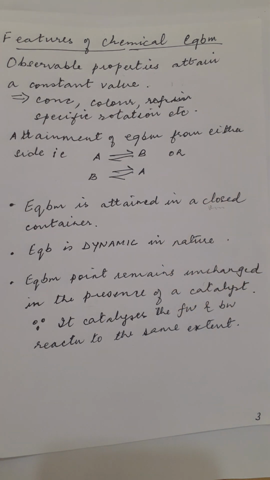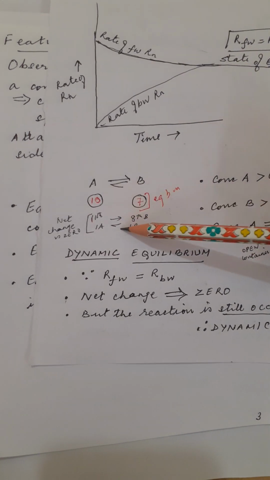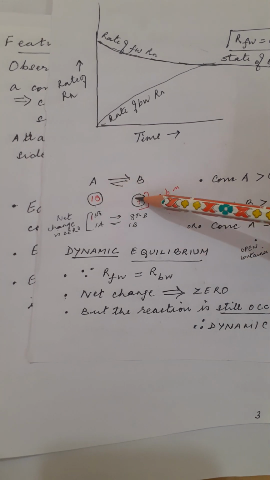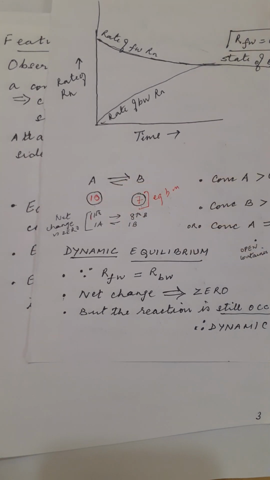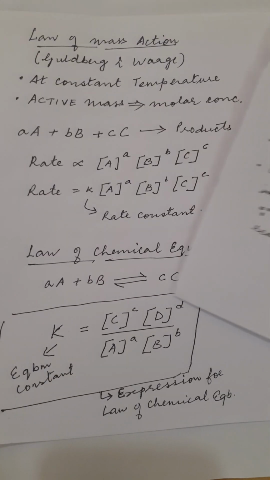Like in the previous graph we studied, if I used a catalyst here, the point of equilibrium would be here only. But instead of taking, let's say, 15 minutes, it would take a lesser span of time to attain that point of equilibrium.